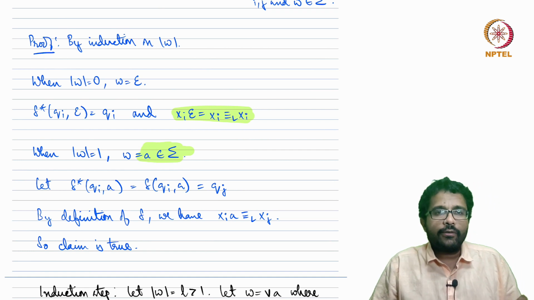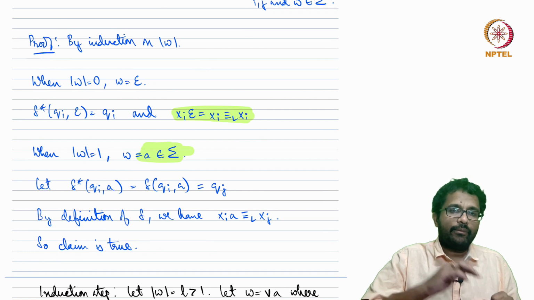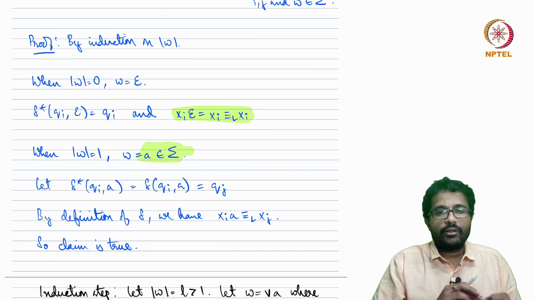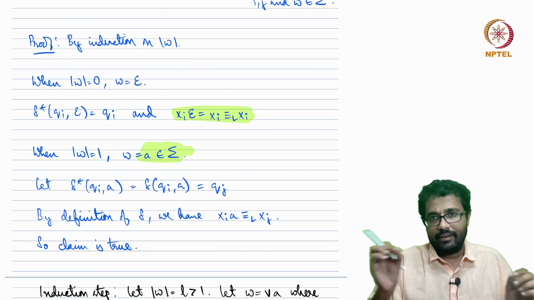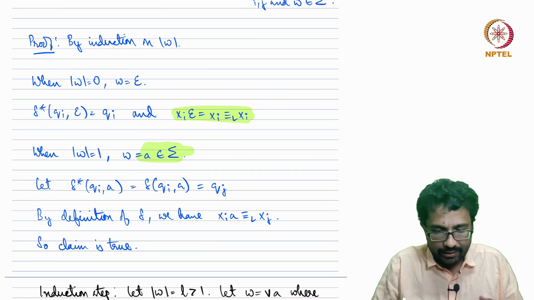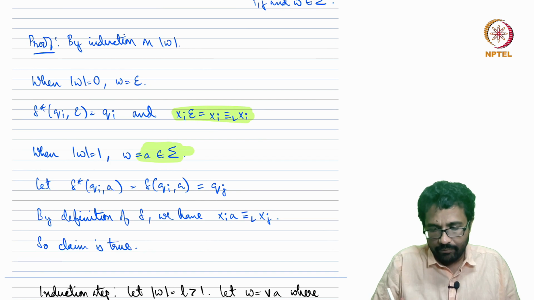Now delta star of Qi a, meaning where does a take the DFA starting from Qi? This is just a transition function because it's a single symbol, it's not a string. So it is the same as delta of Qi a because we can remove the star. Delta of Qi a is equal to Qj.